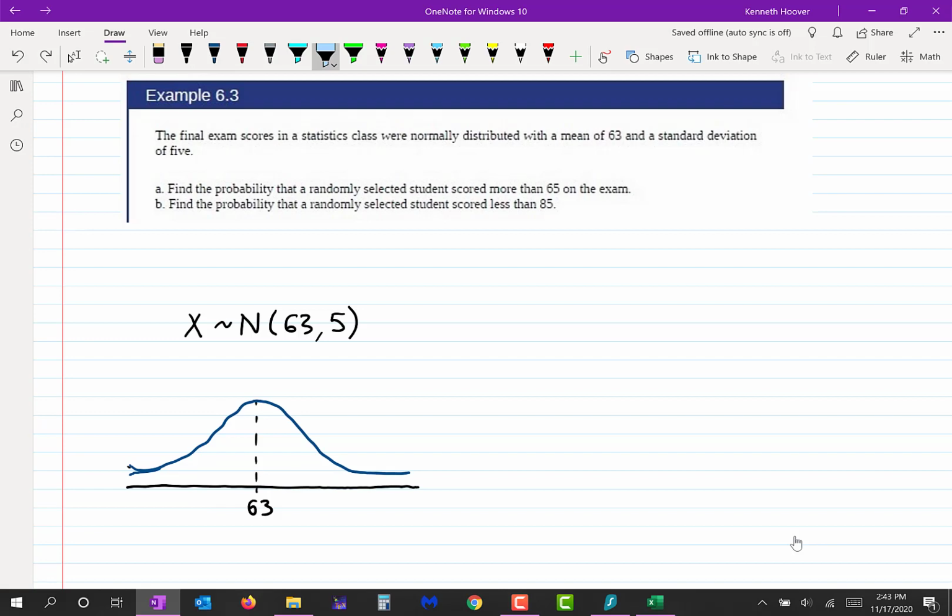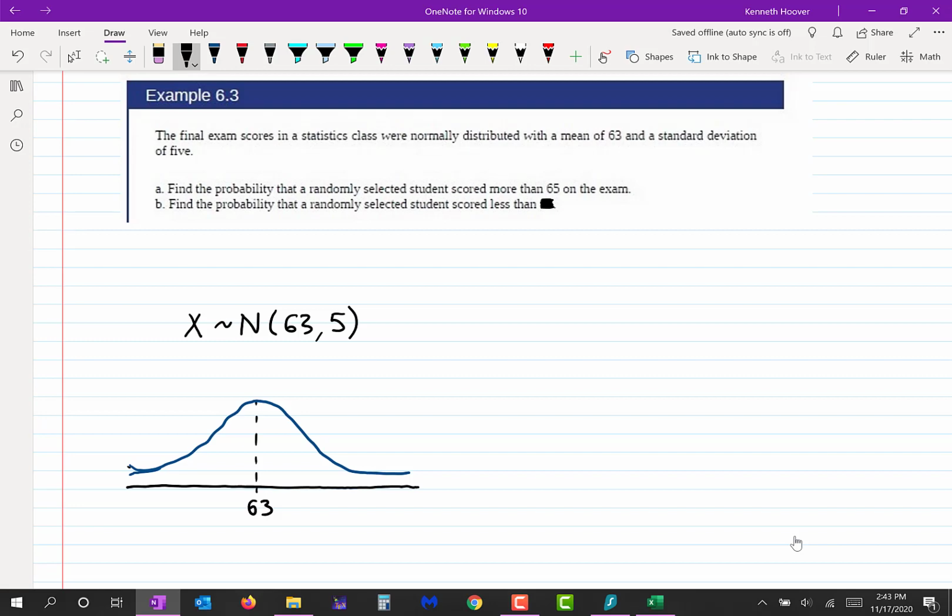Let's look at the questions. Find the probability that a randomly selected student scored more than 65. Okay, we'll do that. Find the probability that a randomly selected student scored less than 85. I'm going to change that. I find that question to be a bit misleading because practically everybody in the class scored less than 85. So I'm going to change that number. Let's make that 78 instead.